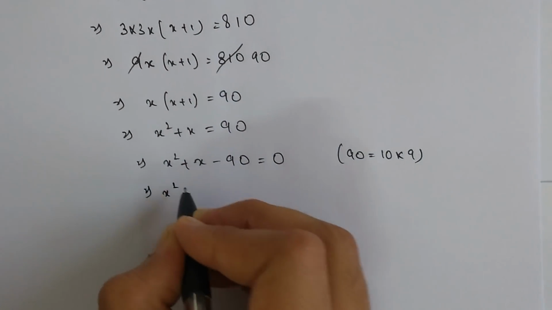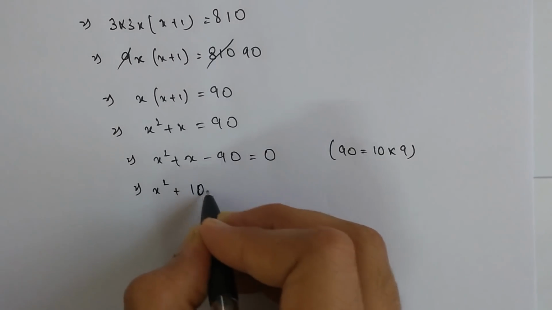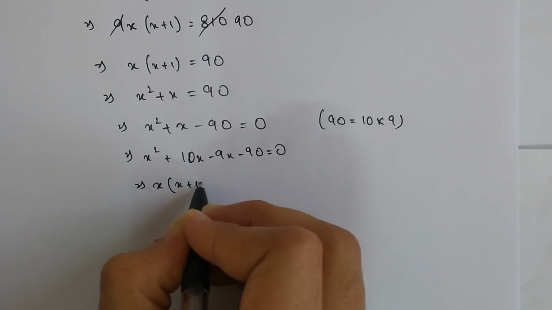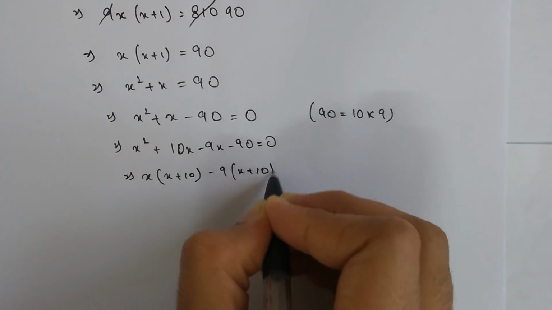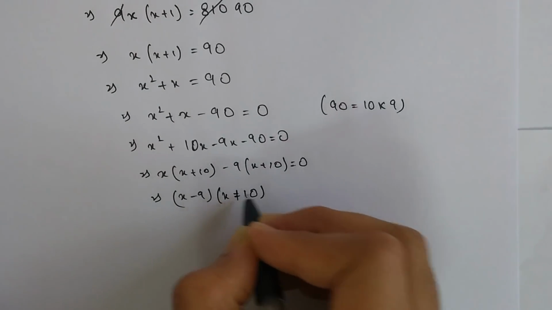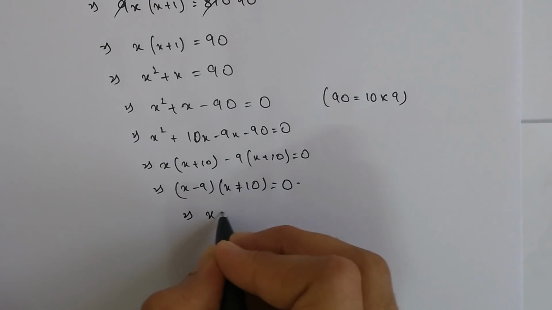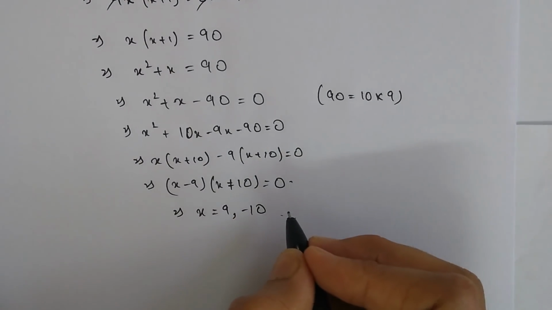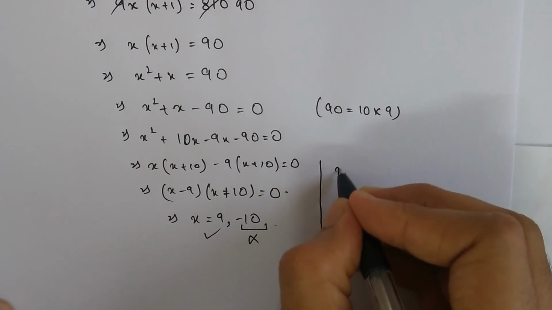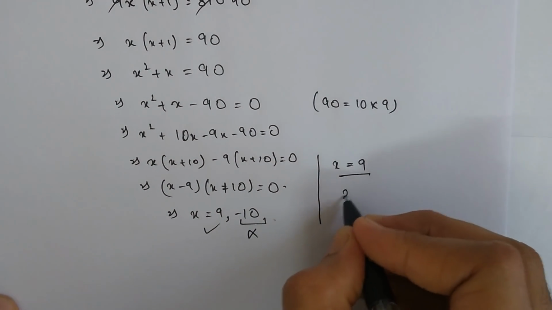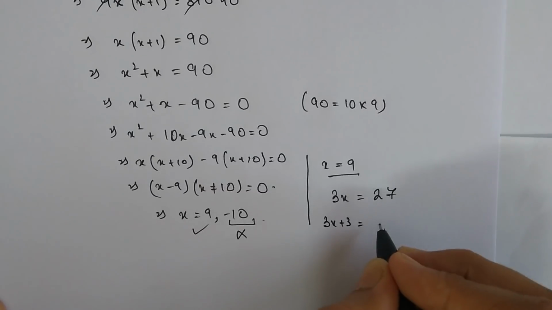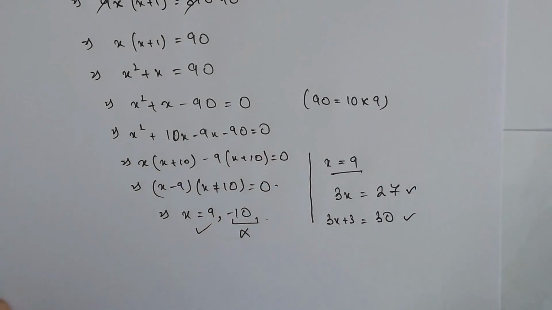What do we get? x square plus 10x minus 9x minus 90 is equal to 0. Therefore x into (x plus 10) minus 9 (x plus 10) is equal to 0. Therefore (x minus 9) into (x plus 10) is equal to 0. So we get the values of x as 9 and minus 10. Over here it is stated that it is a natural number, that is why the minus will be neglected. So the value of x is 9, but our numbers will be 3x, which is 3 into 9, that's 27, and 3x plus 3, which is 27 plus 3, which is 30. So the two numbers are 27 and 30.